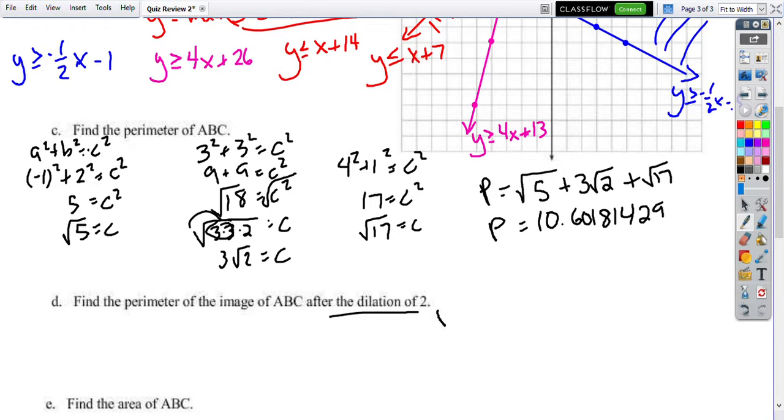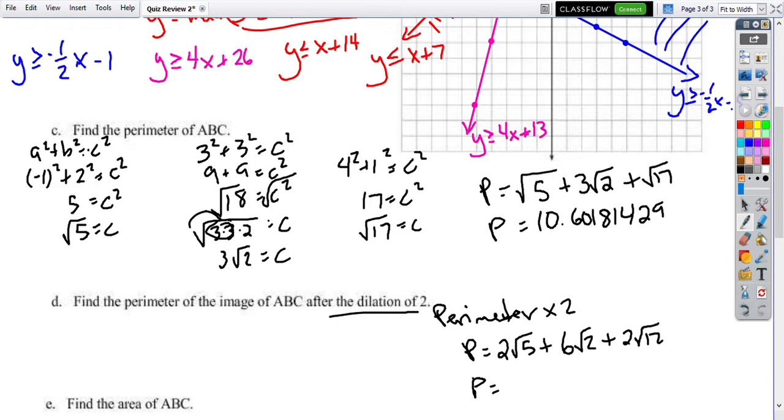Okay, so the perimeter is just times 2. So our new perimeter is going to be 2 radical 5 plus 6 radical 2 plus 2 radical 17, which is just distributing a 2 through, which is, when you double it, you're going to end up with 21.20362858, and that's units. It's just straight up units.